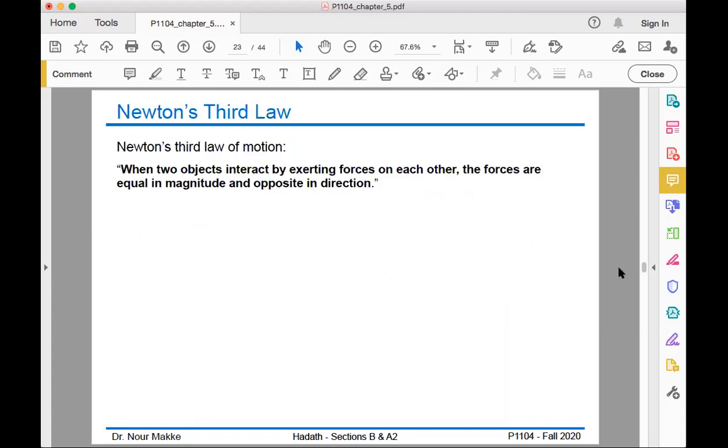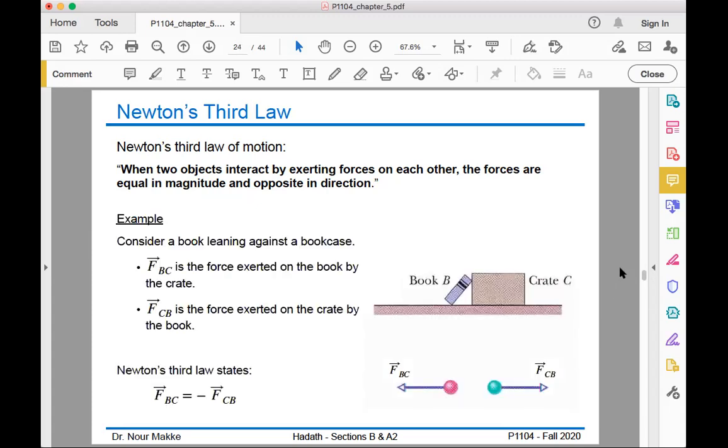Finally, let's go to Newton's third law. Newton's third law is quite important, although we do not always discuss it, we use it extensively. When two objects interact by exerting forces on each other, the forces are equal in magnitude and opposite in direction. So whenever you have two objects that are interacting, object 1 and 2, both of these objects are exerting forces on each other, and these forces are equal in magnitude and opposite in direction. Just take this example. You have a book that is leaning against a bookcase. So you have a crate C and the book B.